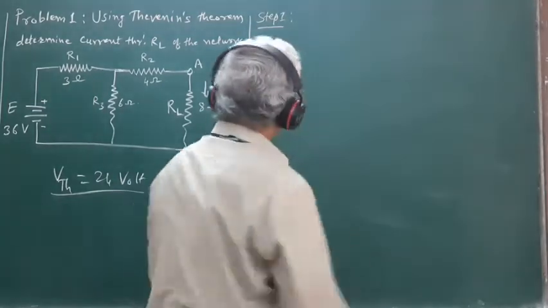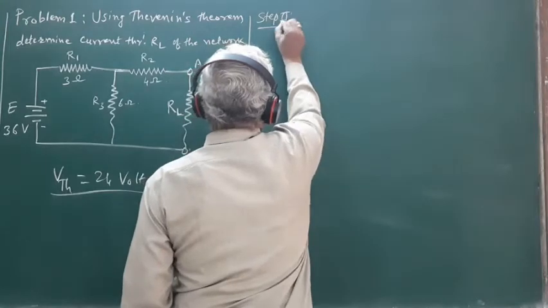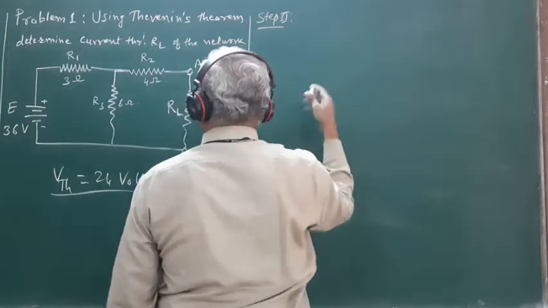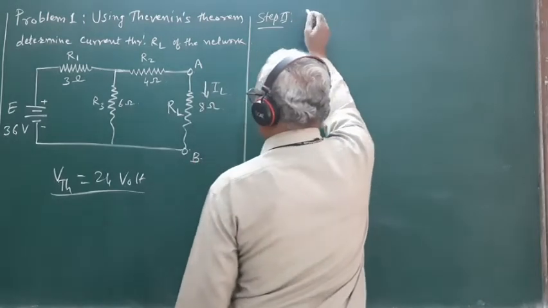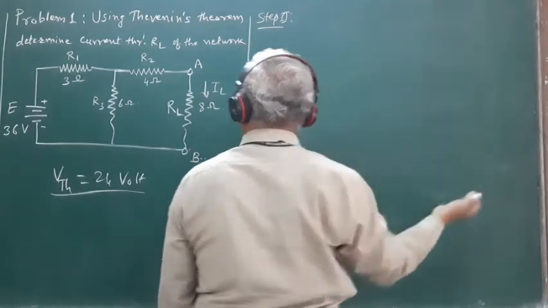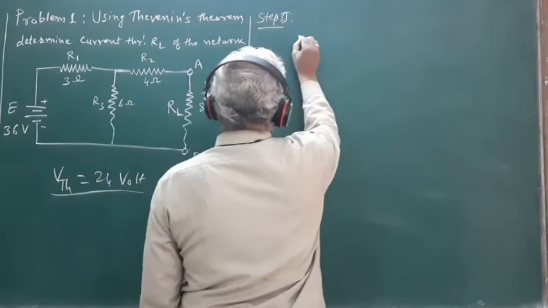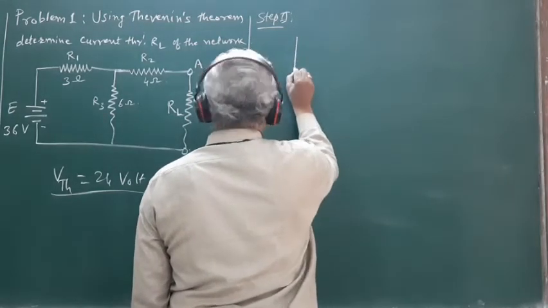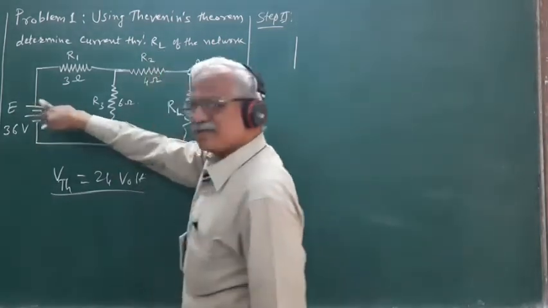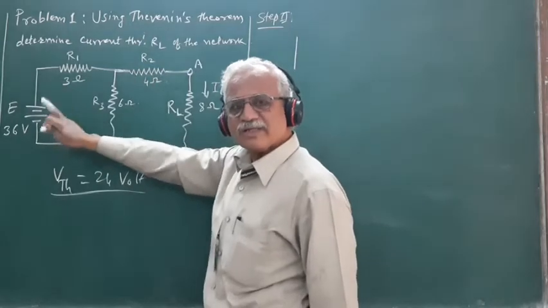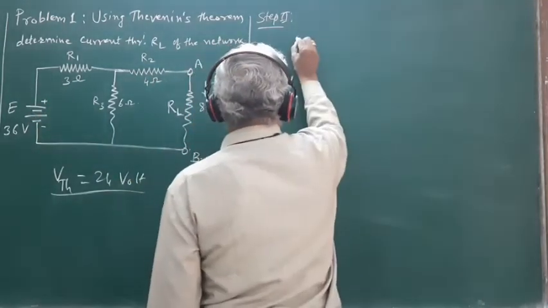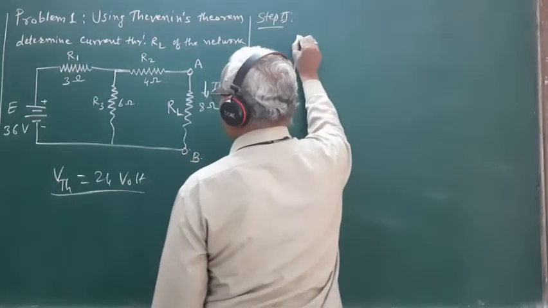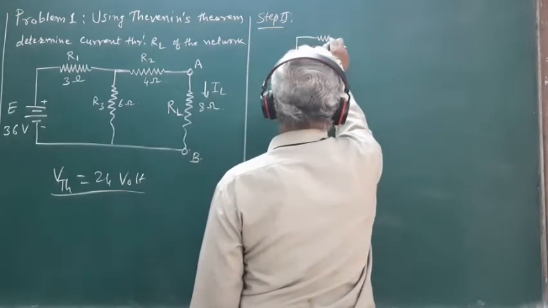Step 2 is, we have to kill the source of EMF, retaining its internal resistance in the circuit. In this case no internal resistance of the source is mentioned, so we can consider the internal resistance of the source to be 0. So this branch is like this. Here we have the resistance R1.